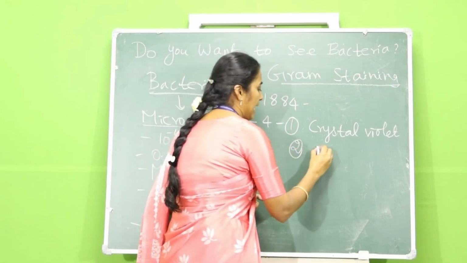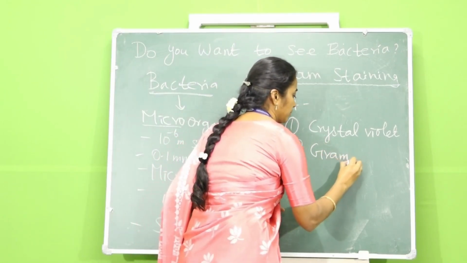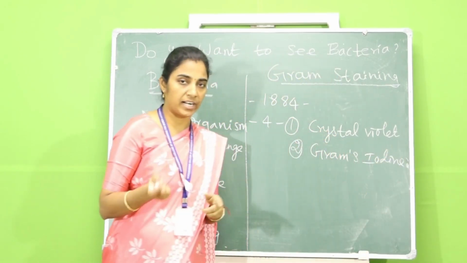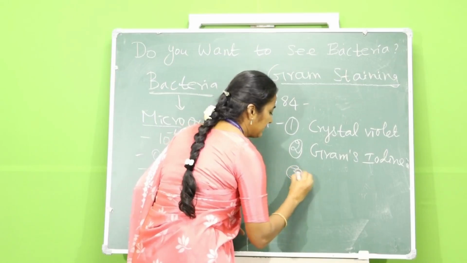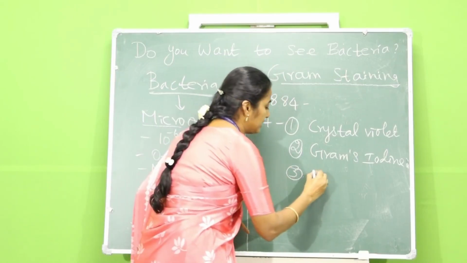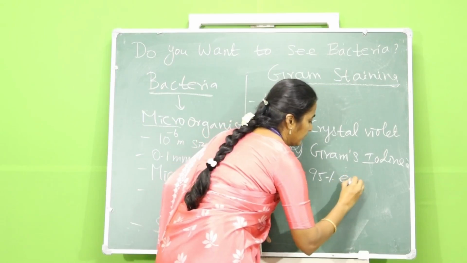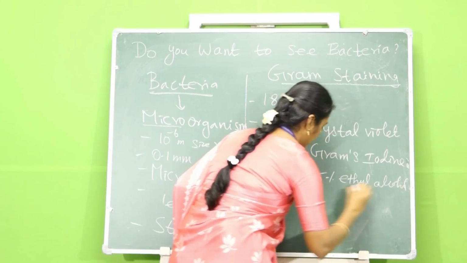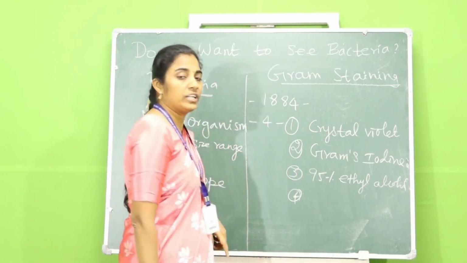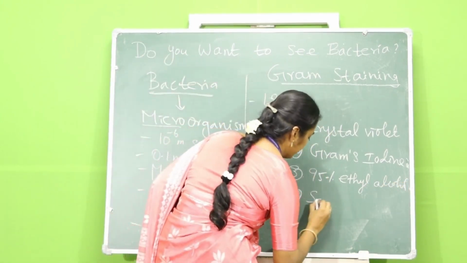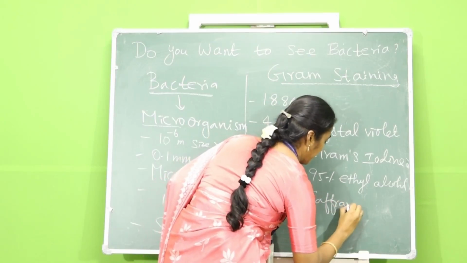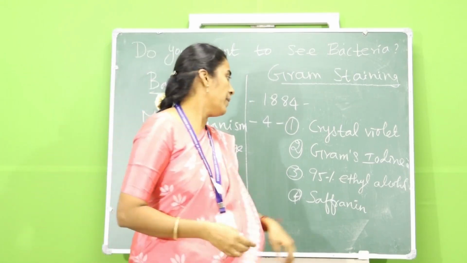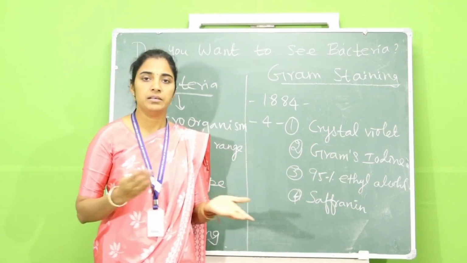Second one is Gram's iodine. It is a moderant. Third one is decolorizing agent, that is 95% ethyl alcohol. The final counter stain is safranin. So, by using these stains we can see the bacteria.